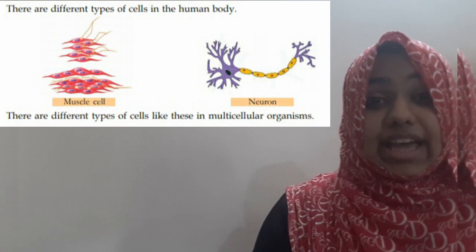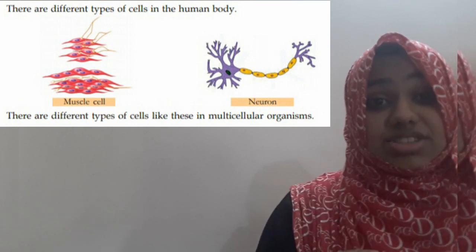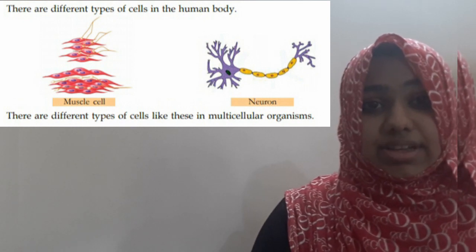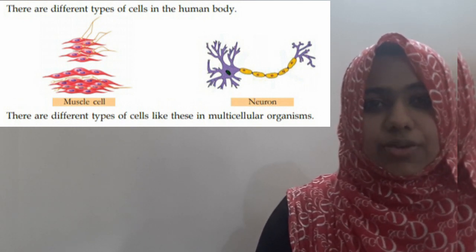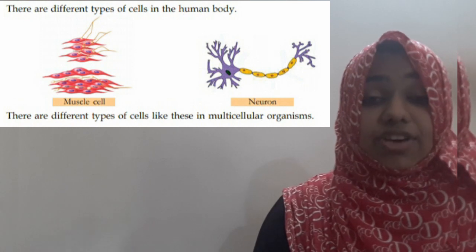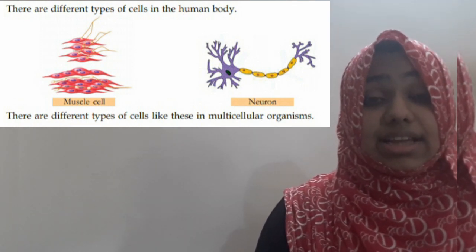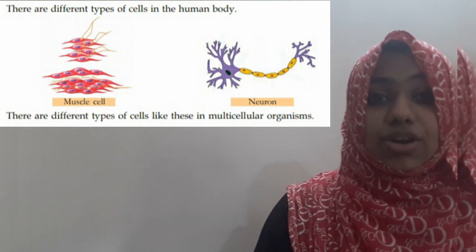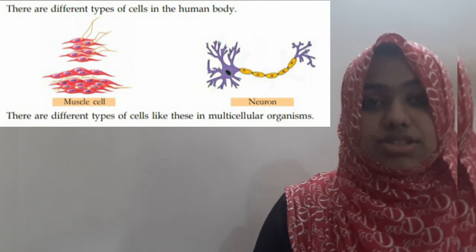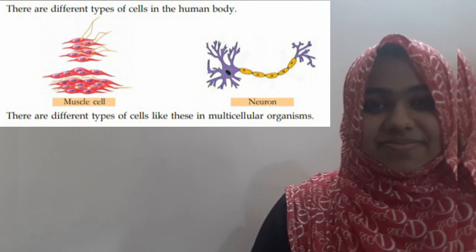Is that clear? So that is why it is called the functional and structural unit of life. Structural unit of life because we are made up of cells. Functional unit because each cell performs a different function and all those functions are very necessary to us. Clear?